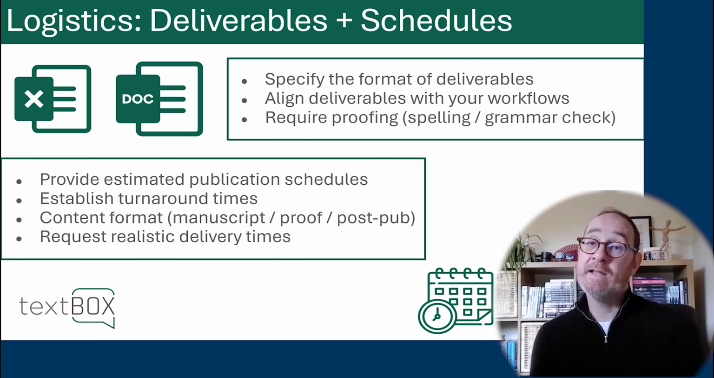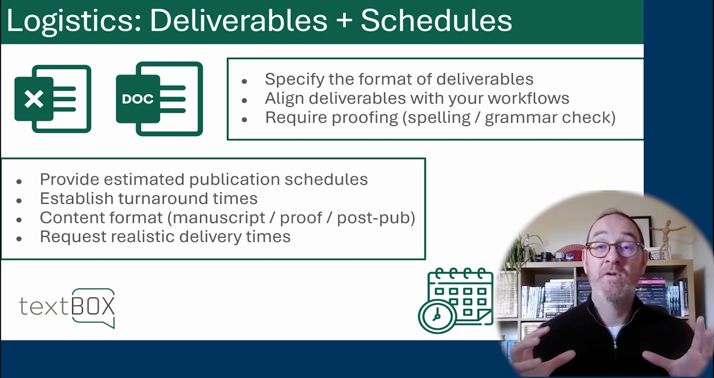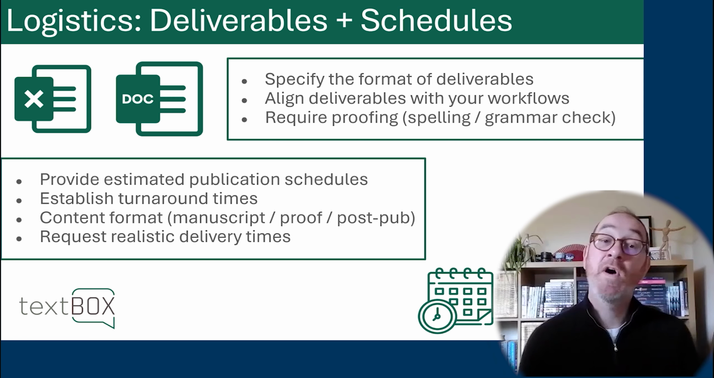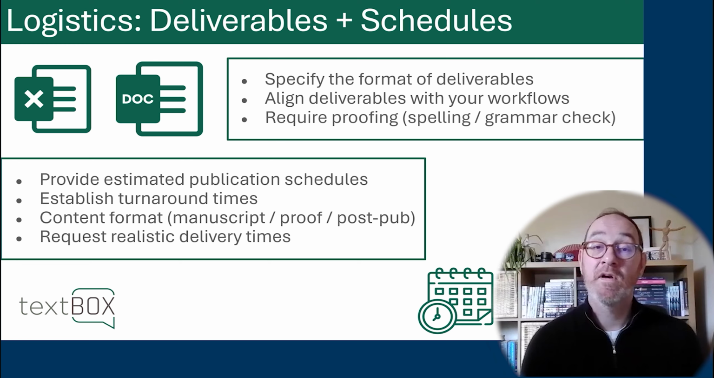Now, logistics and deliverables. So for deliverables, specify the format of your deliverables, align the deliverables with your workflows so that it makes it easier for you to integrate that alt text into your books and EPUBs, and require proofing. Make sure that spelling and grammar checks are in place. For schedules, provide estimated publication schedules, establish turnaround times.